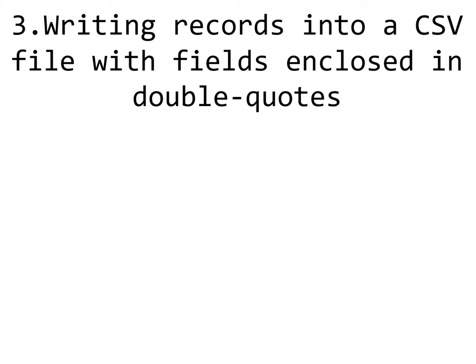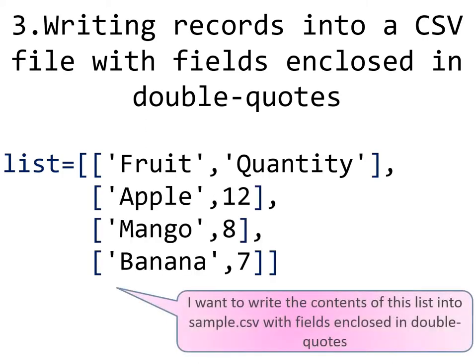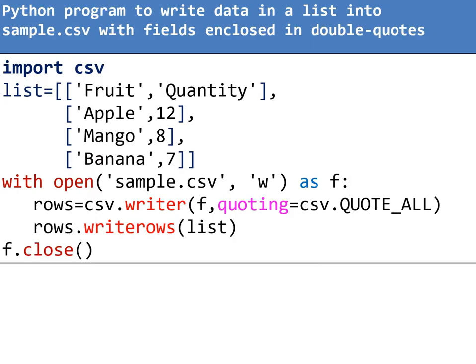Writing records into a CSV file with fields enclosed in double quotes. Again, I take the same list. Now I want to write the contents of this list into sample.csv with fields enclosed in double quotes. For that purpose, in the writer function of csv, I use the parameter quoting is equal to csv.QUOTE_ALL. So QUOTE_ALL must be in uppercase.